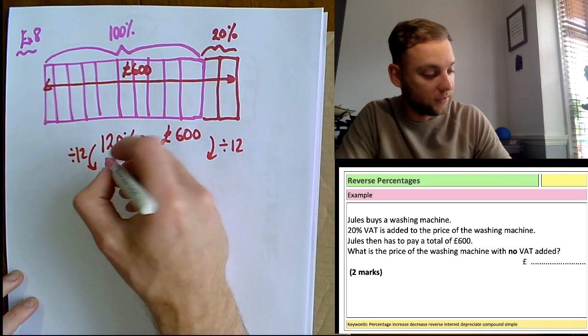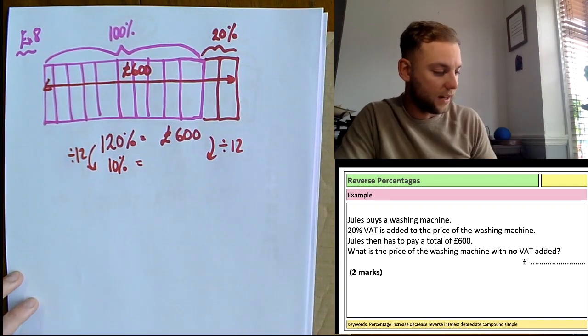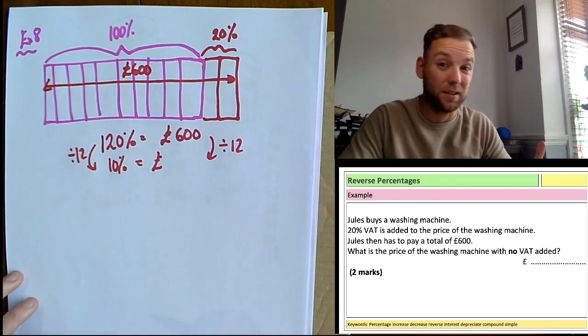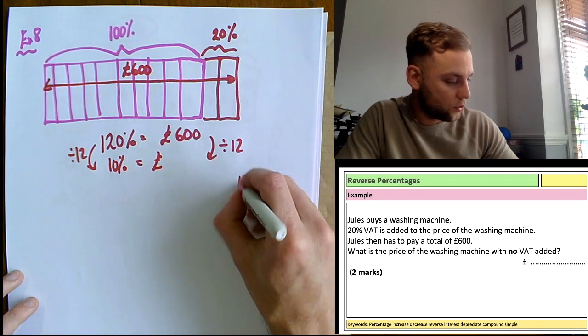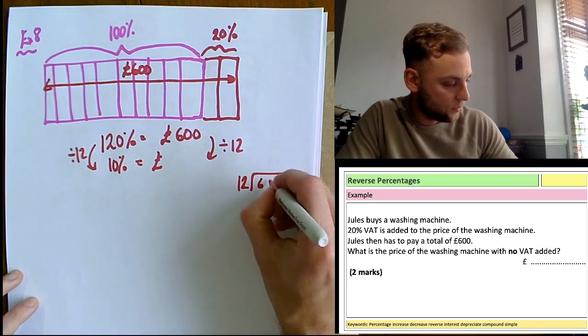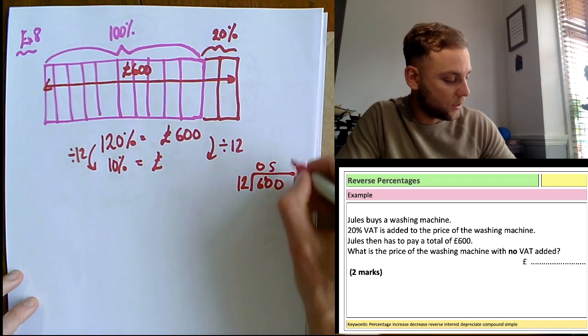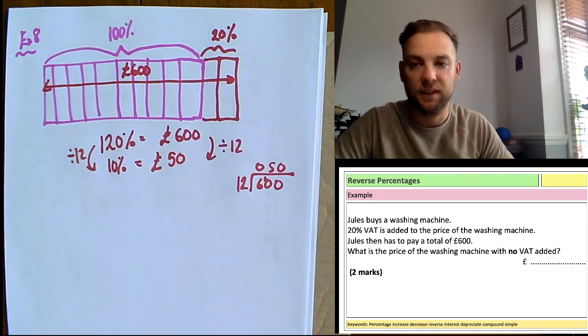120 divided by 12 is equal to 10%. That's the point. 600 divided by 12 is equal to, well, we can do it on the side if we wanted to. You might be able to do that in your head. So 12 into 600. Well, 12 into 6 doesn't go. 12 into 60 goes 5 times. 12 into 0 goes 0. So 10% is equal to 50.